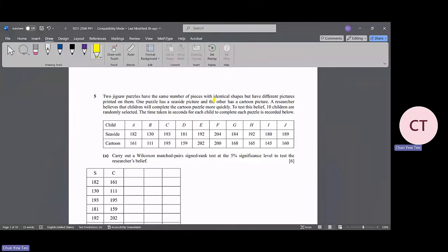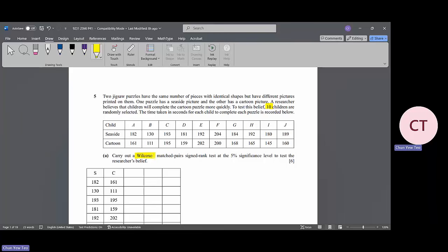Two jigsaw puzzles have the same number of pieces with identical shapes but have different pictures printed on them. One puzzle has a seaside picture and the other has a cartoon picture. A researcher believes that children will complete the cartoon puzzle more quickly. To test this belief, 10 children are randomly selected. The time taken in seconds for each child to complete each puzzle is recorded below.